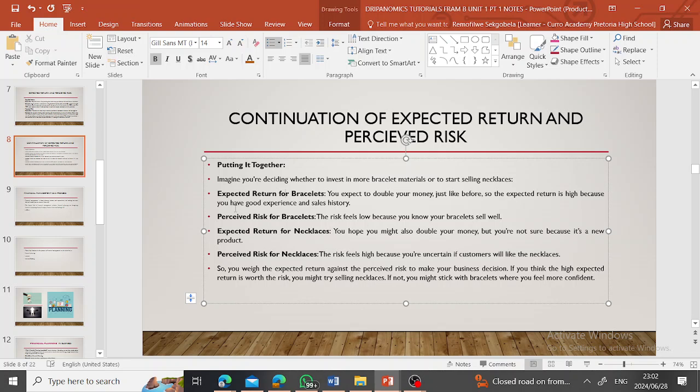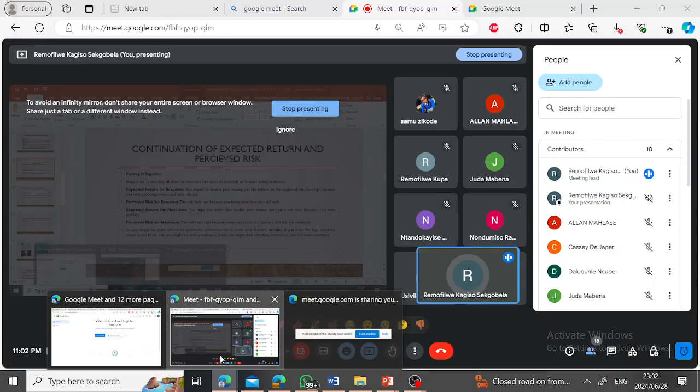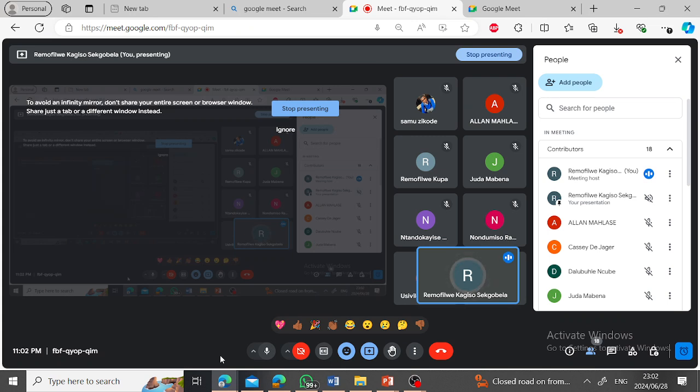What is the expected return of the bracelet? You expect to double your money, just like before. So the expected return is high because you have good experience and sales history from selling bracelets. And what is the perceived risk for the bracelet? The risk feels low because you know your bracelet sells well. And how do you know that? They sell well based on past performance, which we just learned about. You see how things are coming into play, guys? Your risk is perceived to be low because you have a history of selling based on your past performance, so your expected return is high.